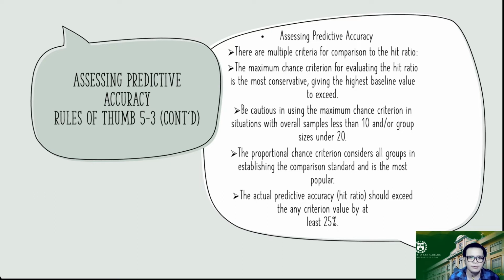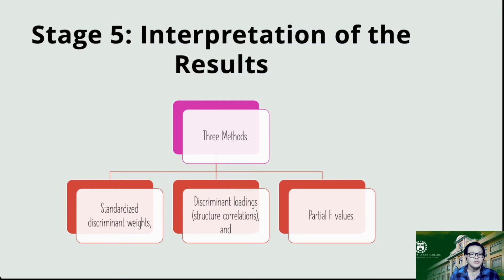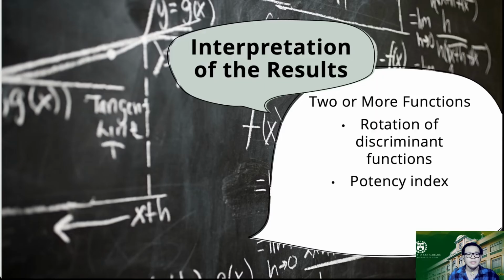And of course, we have to consider the actual predictive accuracy, the hit ratio, which should exceed any criterion value by at least 25%. Stage 5 has to do with the interpretation of the results. We have three different methods to do that, particularly the standardized discriminant weights, discriminant loadings, which include the structure correlation, and lastly, the partial F values. So, interpretation of the results.